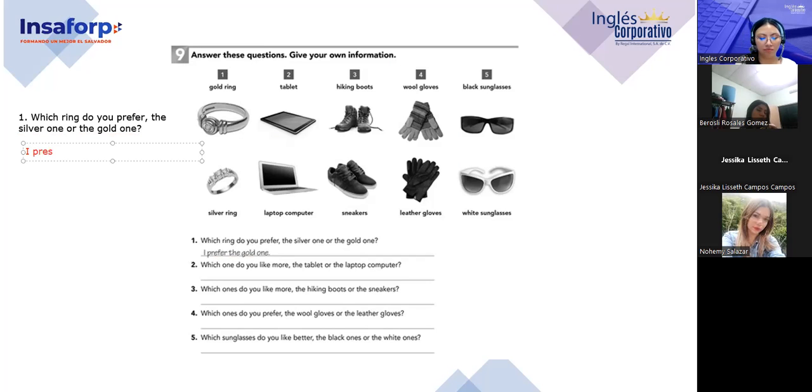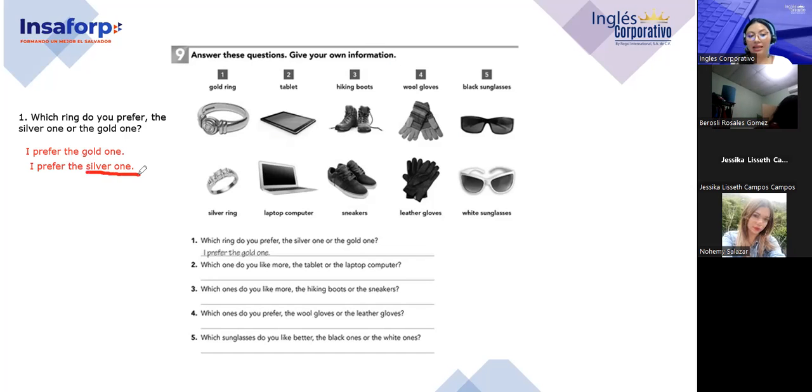Decimos I prefer the gold one. Esa es información que puede variar, ¿sí? Algunos pueden preferir silver instead of gold. So, you can say I prefer the gold one, or you can even say I prefer the silver one. Prefiero el de oro, el de plata. Lo que les decía ayer, one no tiene un significado literal en esta oración. Si lo pasamos al español, prefiero el de oro, no el oro. ¿Sí? Esa es la diferencia. El de plata, no el plata. Entonces, one hace ese tipo de intervención en la oración. El de plata. Me está haciendo específico.